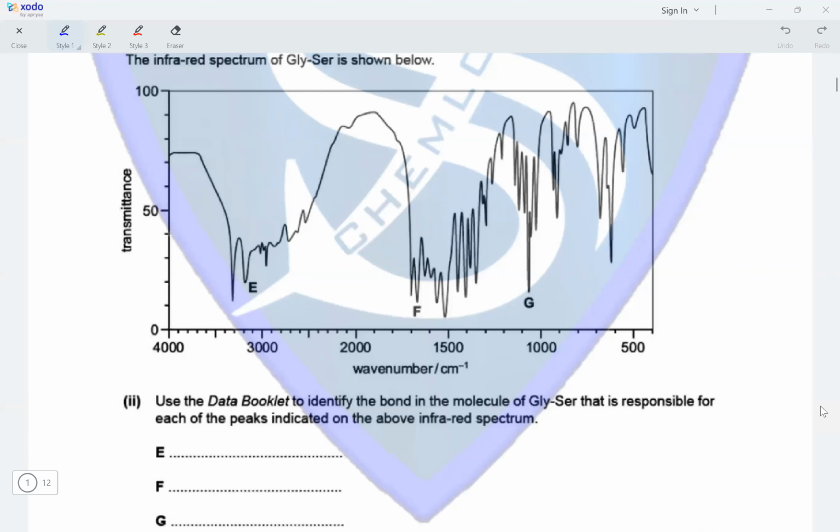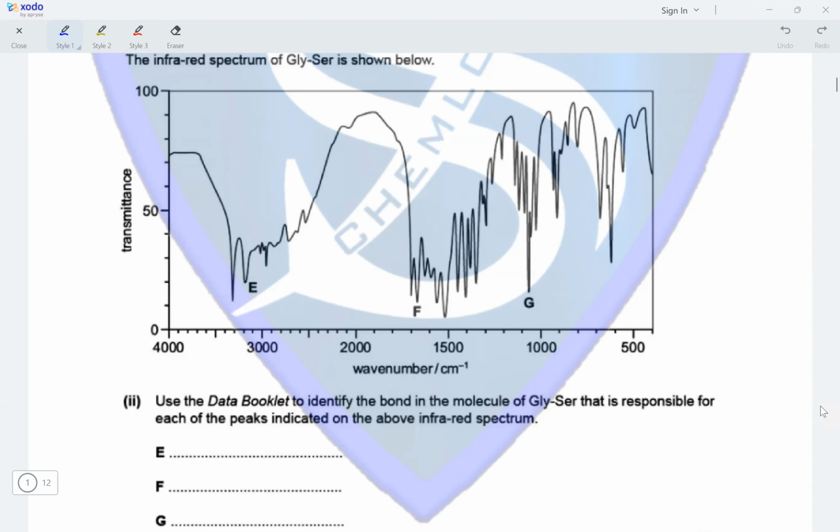The infrared spectrum of GLY-SER is shown below. Use the data booklet to identify the bond in the molecule GLY-SER that is responsible for each of the peaks indicated on the above infrared spectrum. So E, F, and G.